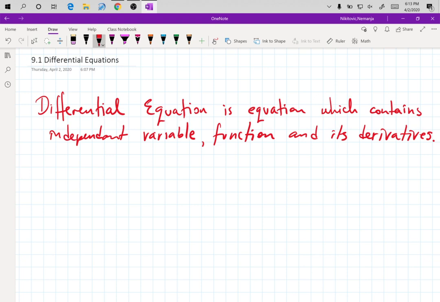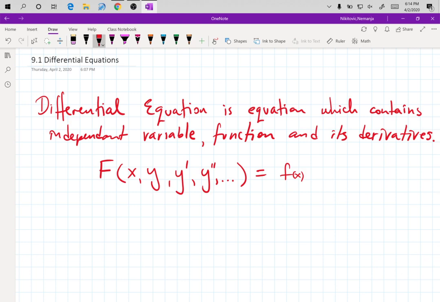So we can write this as f of x, y, y prime, y double prime, and so on, equal to, we can technically put 0. That's a specific kind called homogeneous equations. Or we can put f of x, and we would say this is non-homogeneous, where there is a driving term, which would add energy to the system and stuff like that.